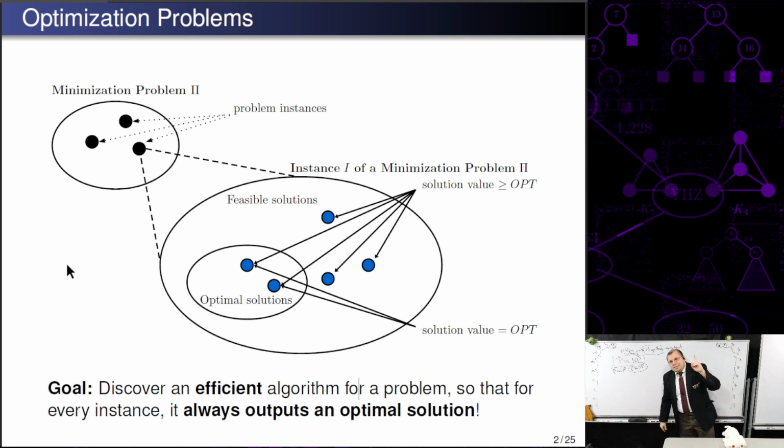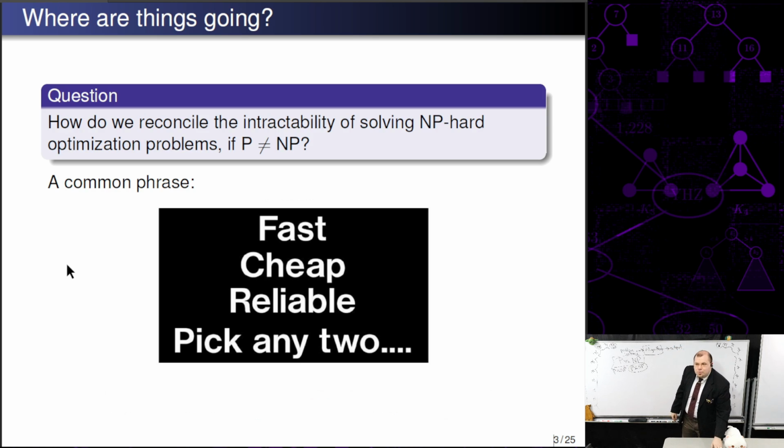So our goal is to come up with efficient algorithms that solve optimization problems. But if we live in this universe, it's possible that some problems just don't have efficient algorithms for solving optimization problems. So what exactly does that mean for us? How are we going to reconcile the fact that there could be intractable problems?